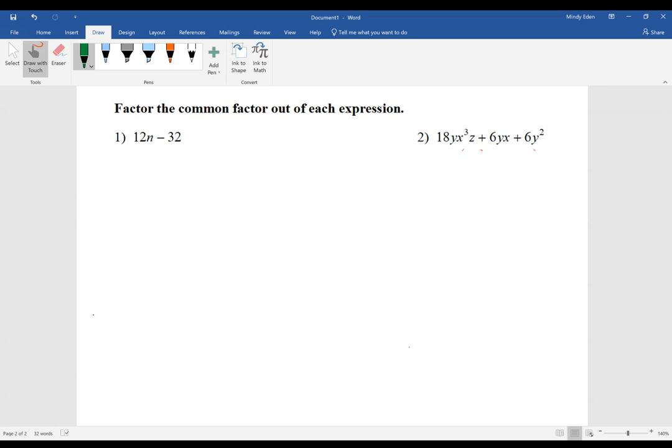Let's look at my first example. I've got 12n minus 32. So first thing, 12n is considered one term and 32 is considered one term. So I go numbers first.